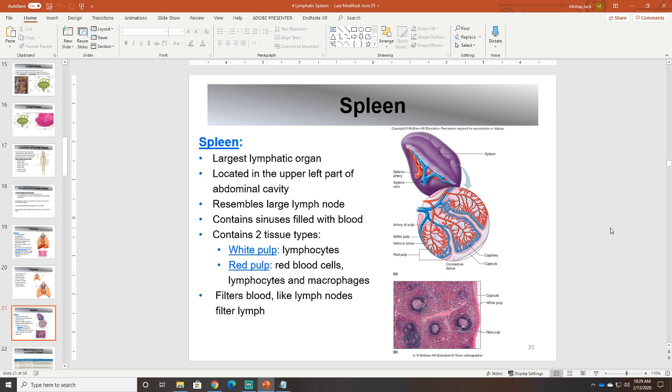Now, we've talked before about the spleen and how it serves as a blood filter, which breaks down old red blood cells and then passes the waste onto the liver to get processed. The spleen is also the largest lymphatic organ. It's located in the upper left part of the abdominal cavity, kind of supero-posterior to the left kidney, and it looks like a large lymph node under the microscope. It contains sinuses that are filled with blood and two kinds of pulp. We have the white pulp, which is made up of lymphocytes, and you can see that here.